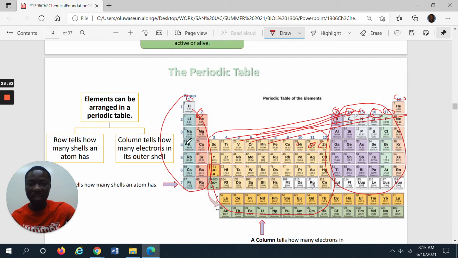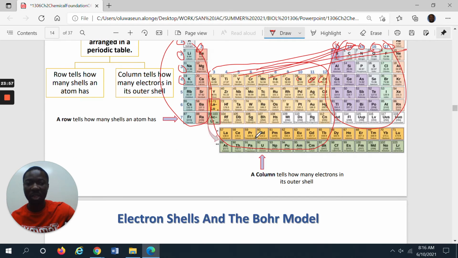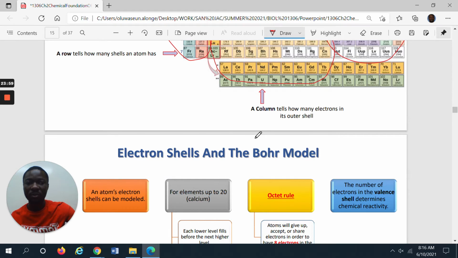So these elements, they are group 1 elements, they are group 2 elements. Then the rows tell the period. So we say this is period 1, this is period 2, this is period 3, this is period 4. Majorly, what we use to determine their properties is the group where they belong. But we'll talk about a few of them as we go.